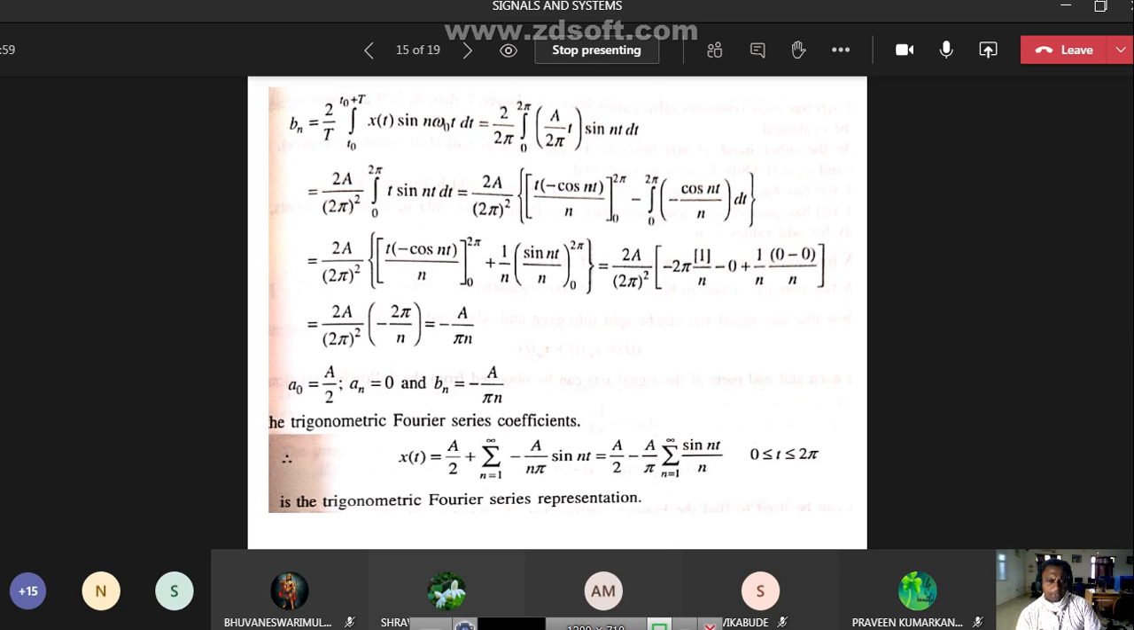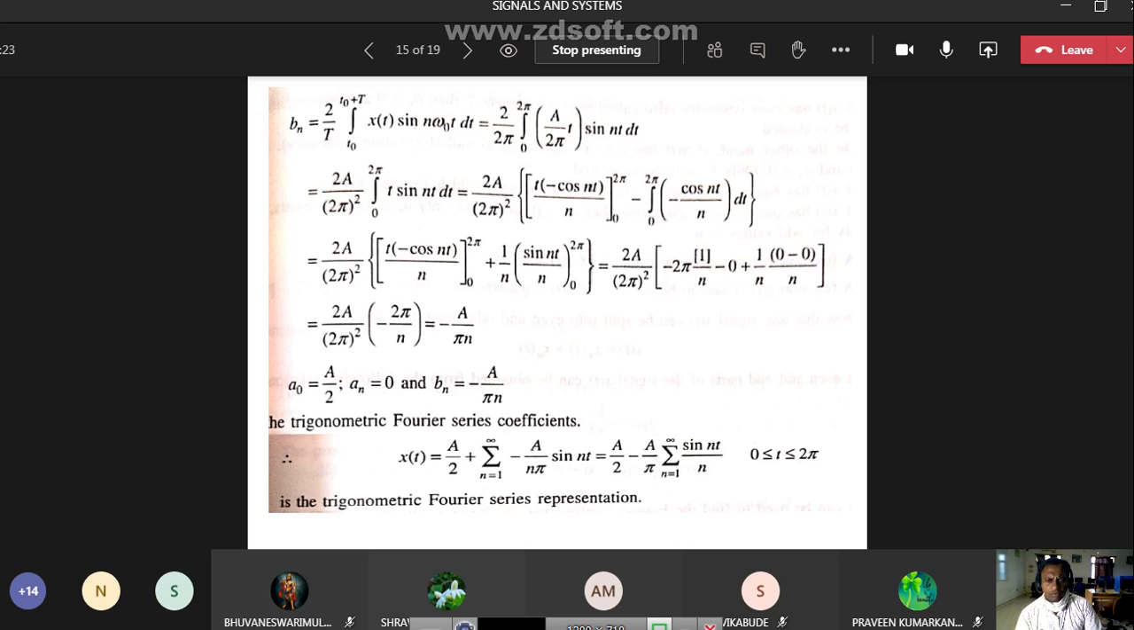One pi is there here. This 2 pi and 2 pi cancel, and again here 2 pi is there, 2 and 2 will get cancelled. So therefore minus a by n pi. Okay, so this is what is bn. Now we have calculated a0, an, bn. a0 is a by 2, an is 0, bn is minus a by n pi.